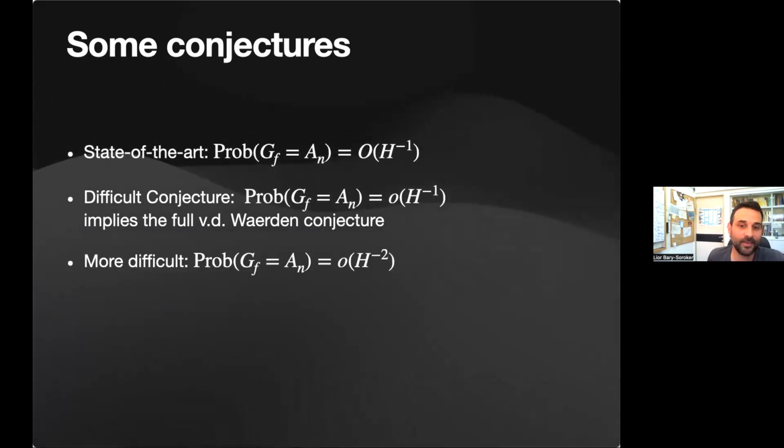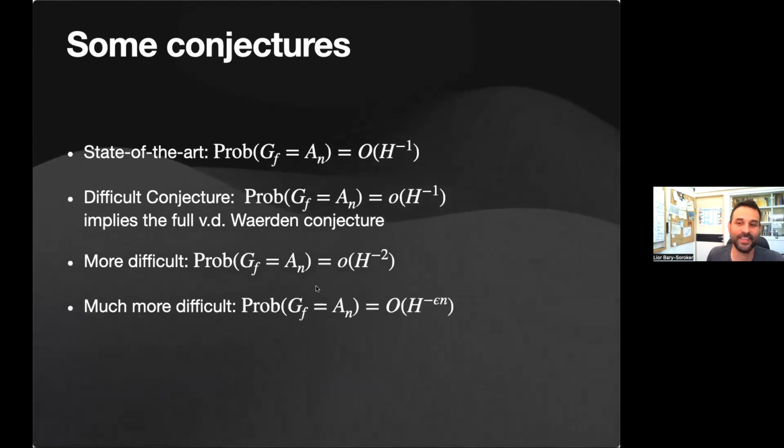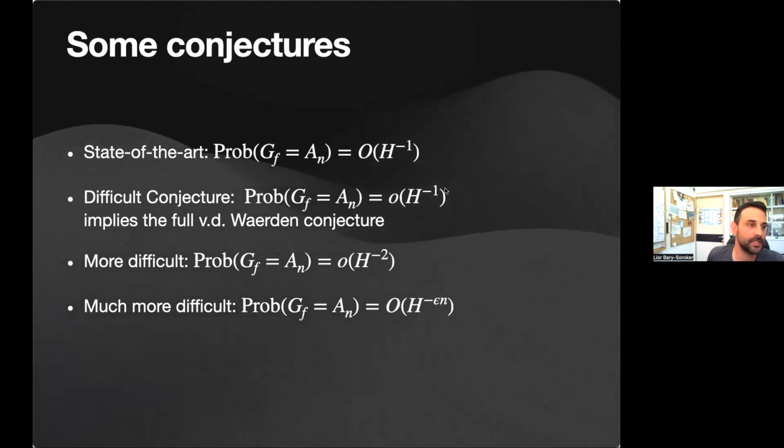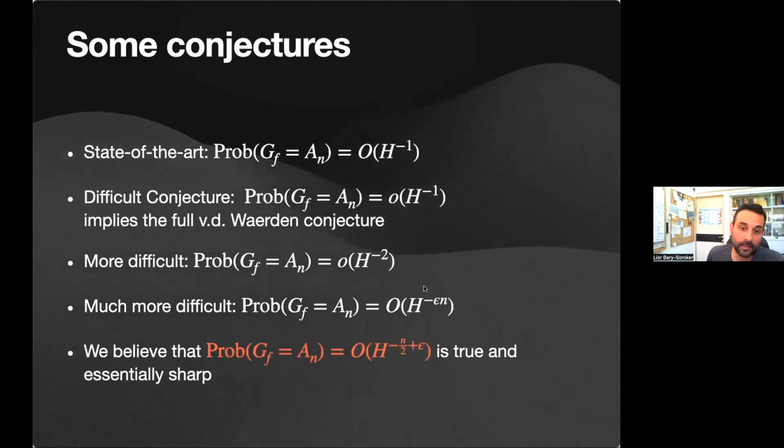A more difficult conjecture is to prove that the probability is actually small o of H to the minus 2. And an even more difficult conjecture is to prove that it is H to the power where the exponent is linear in n. So here all the exponents are constant, but maybe the exponent is linear in n. And what at least I believe the correct order of magnitude should be is that the probability that the Galois group is An is H to the minus n over 2 plus epsilon.